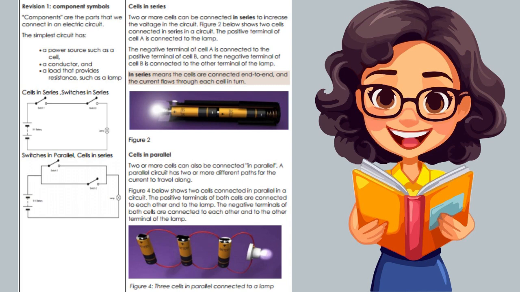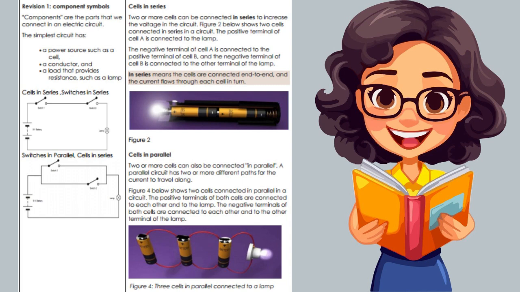Cells in series. 2 or more cells can be connected in series to increase the voltage in the circuit. Figure 2 below shows 2 cells connected in series in a circuit. The positive terminal of cell A is connected to the lamp. The negative terminal of cell A is connected to the positive terminal of cell B, and the negative terminal of cell B is connected to the other terminal of the lamp. In series means the cells are connected end to end, and the current flows through each cell in turn.